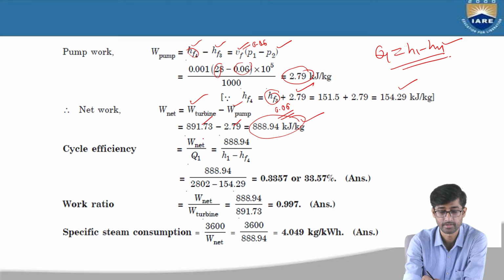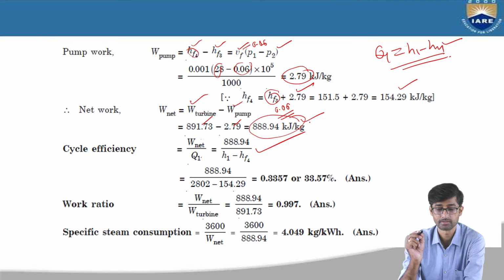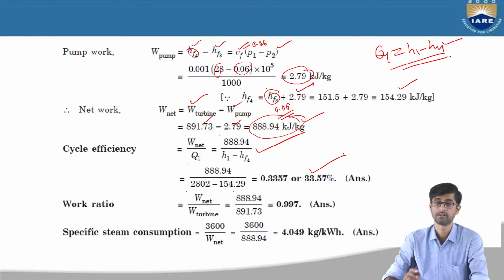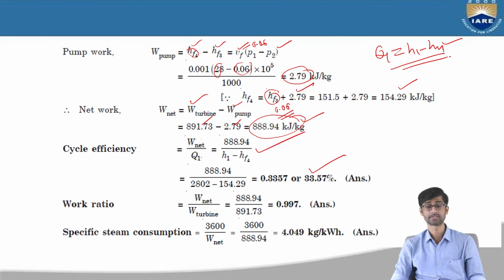So the efficiency will be net work done by heat supply. From this we can calculate the efficiency of Rankine cycle. That becomes 33.57%.